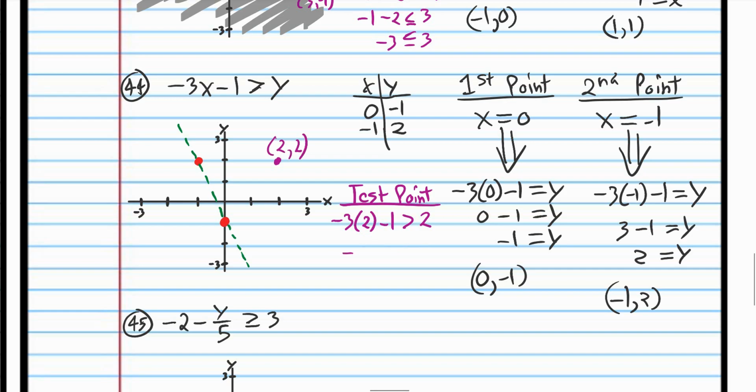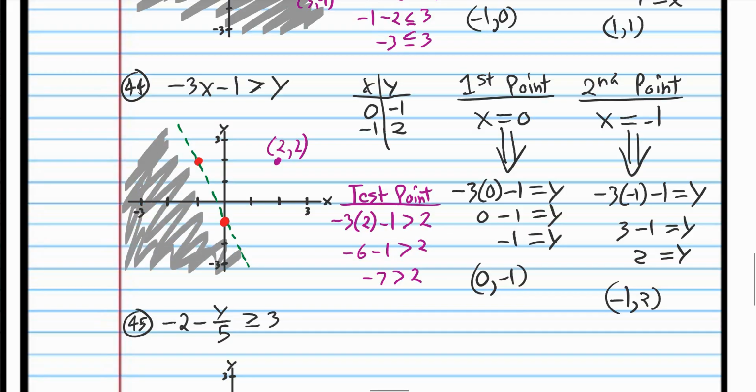So now we get negative 6 minus 1, and negative 7 is greater than 2. So is negative 7 greater than 2? It is not. So we shade the other side. All right, so if you got that graph, good job.